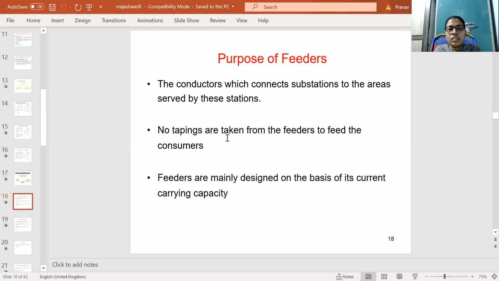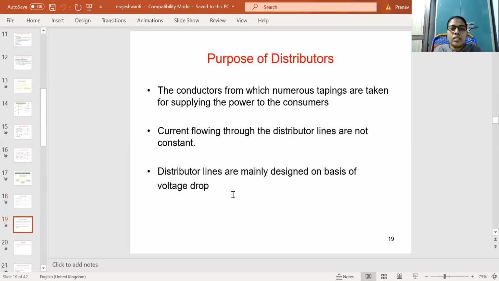The feeder is a single line feeding the supply to consumer premises, and feeders are mainly designed on the basis of their current carrying capacity. How much current a feeder can carry is the only design basis for every feeder. So they are mainly designed on the basis of the current carrying capacity of the line or feeder. This is the purpose of feeders, and coming to the purpose of the distributor.